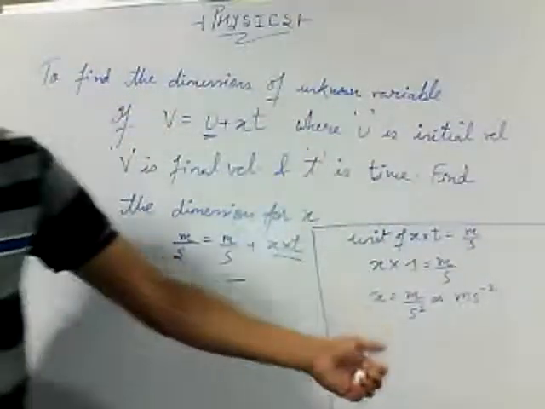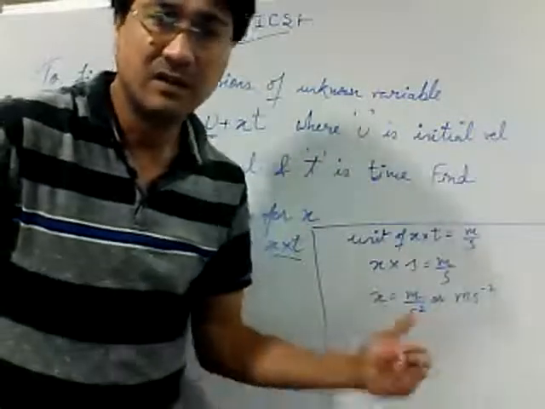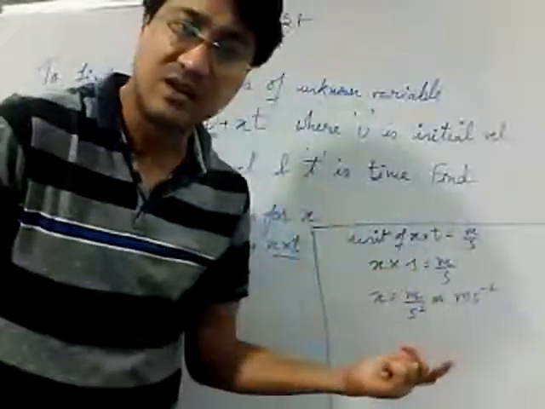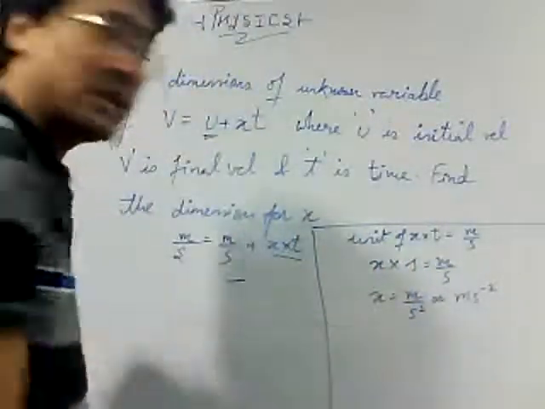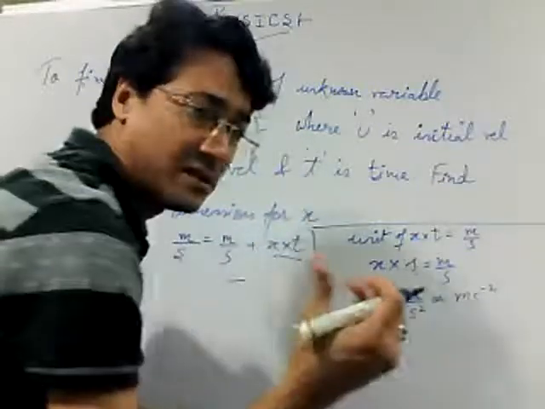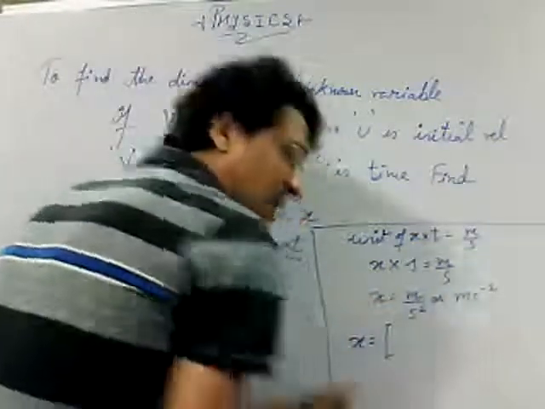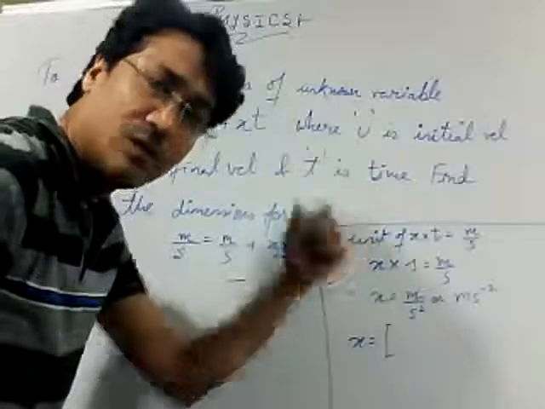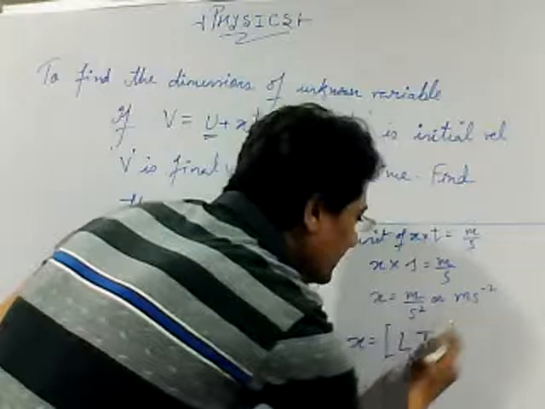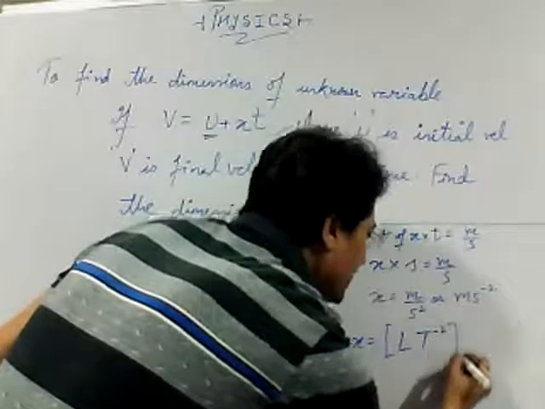So you got meters per second square. Thus we know that it is the unit of acceleration. So what will be the dimensions of x? There is no mass, so M is 0; you can take M to the power 0 or not take it. Over here you will have L, length, and time to the power minus 2.